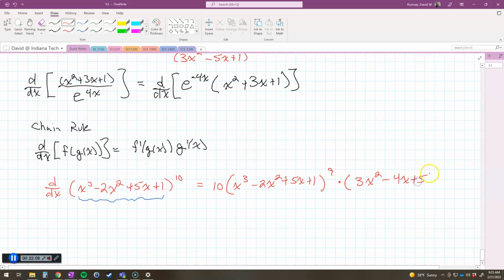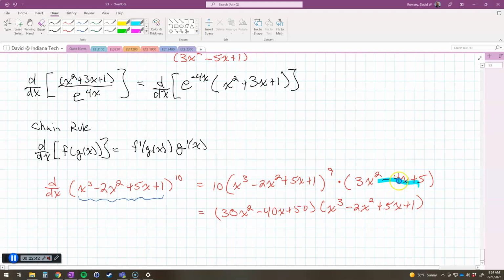4x plus 5. And again, depending on how you're asked to write your answer, you might have to write this as like 30x squared minus 40x plus 50, because I multiplied in the 10 there on the second term. You can't multiply the 10 in on this first term, because you would have to first raise it to the 9th power and expand it, which I don't want to have to do. So some people will accept this as an answer. Some people would want you to write that.